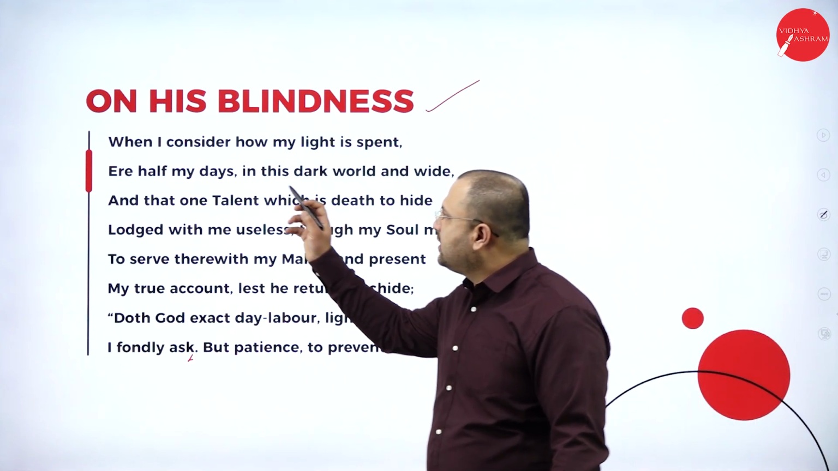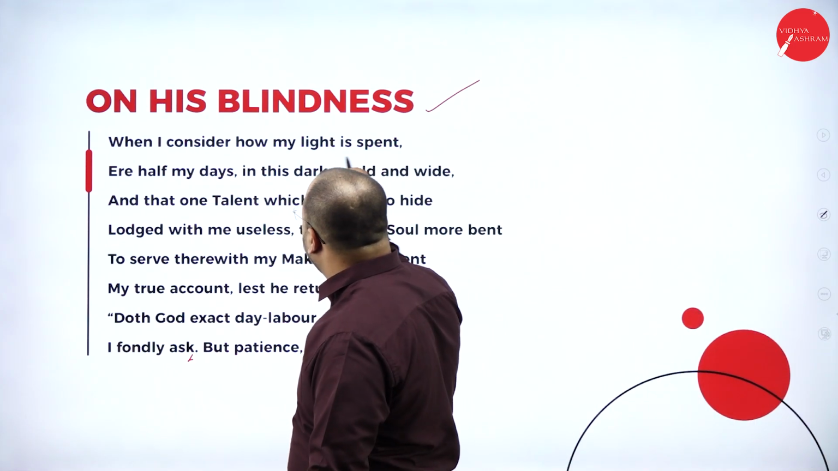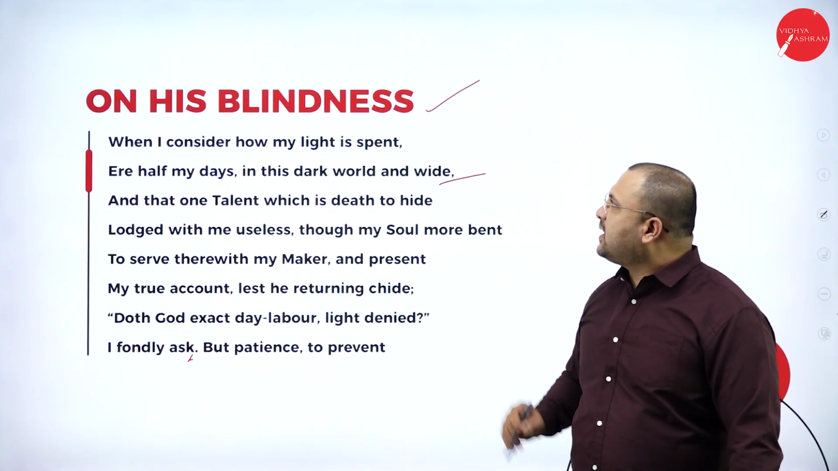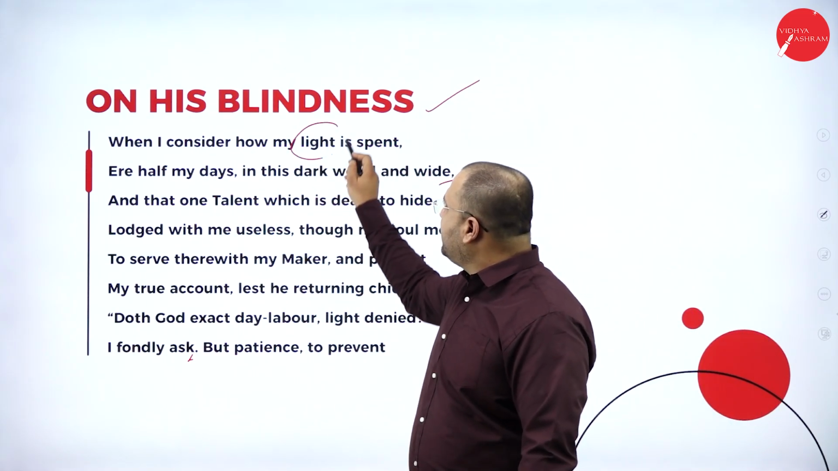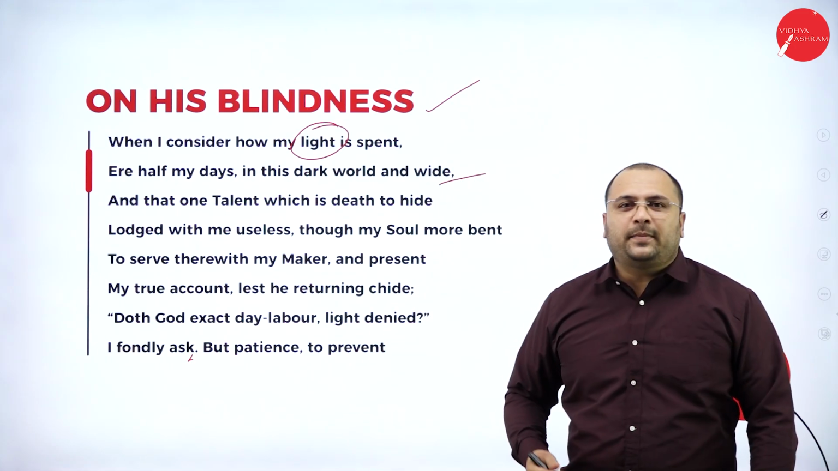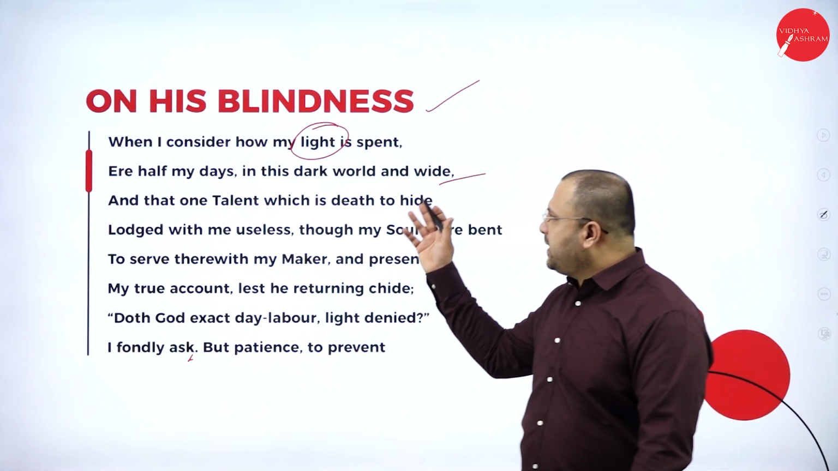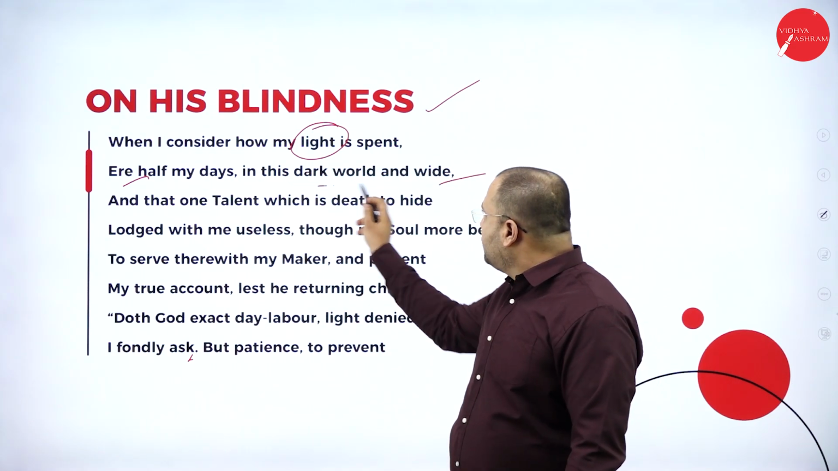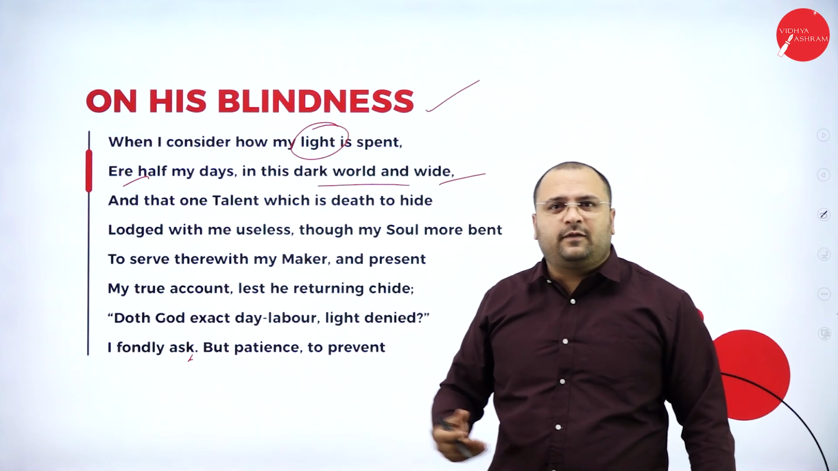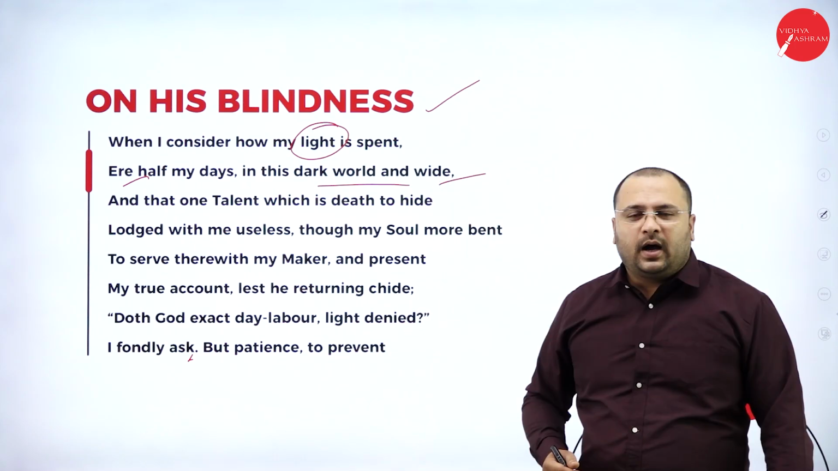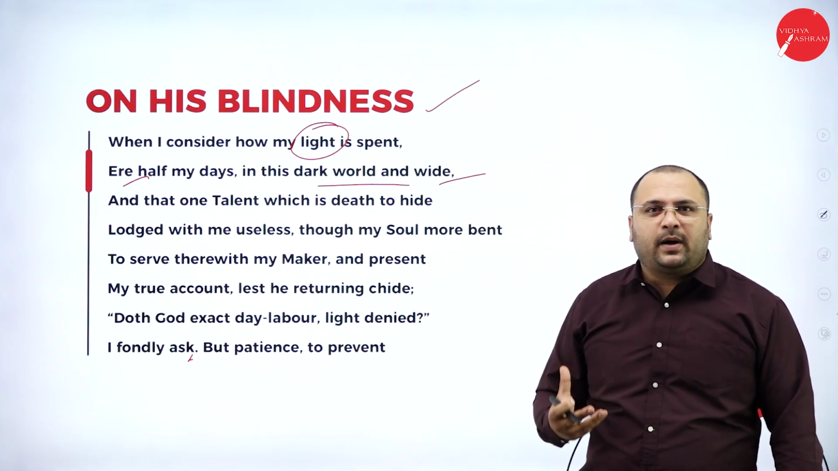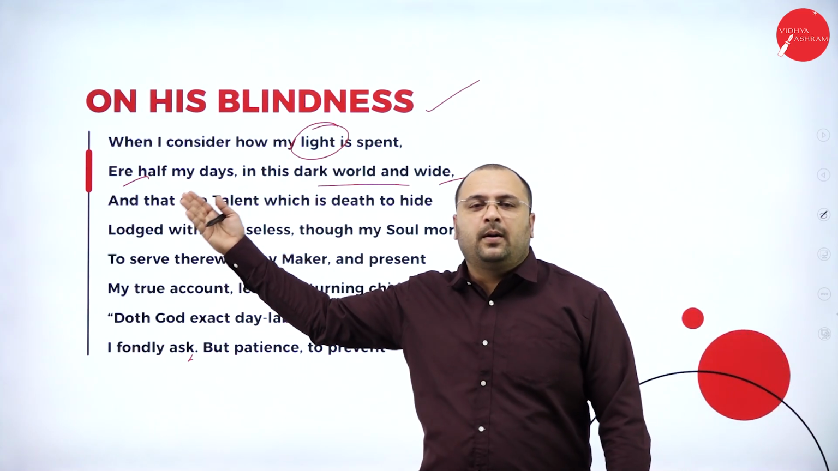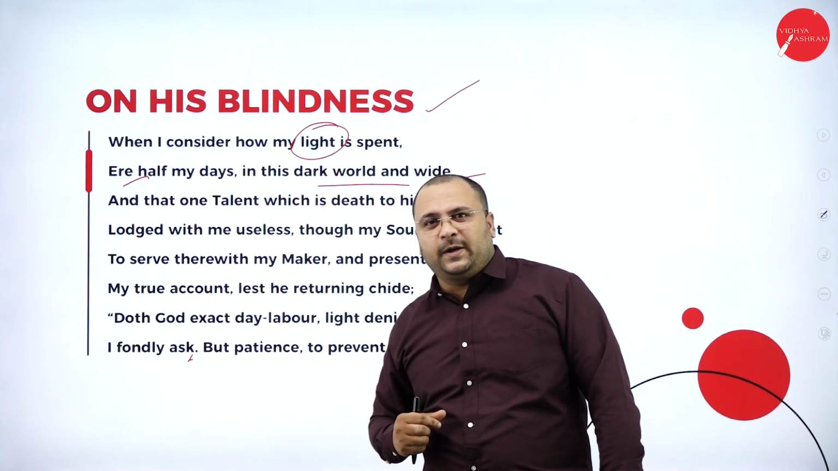So let us look at it line by line. "When I consider how my light is spent before half my days in this dark world and wide." So when I consider how my light is spent, this light is eyesight. How my eyesight is spent before half my days, half of my lifetime, in this dark world and wide. The world is full of darkness and it is too wide. And in this darkness, I am losing my eyesight. So this fellow is talking about his own blindness that he was experiencing then.